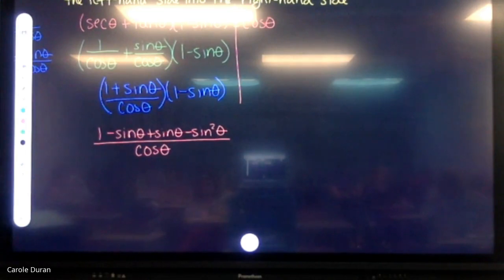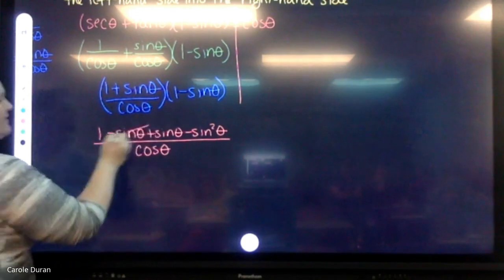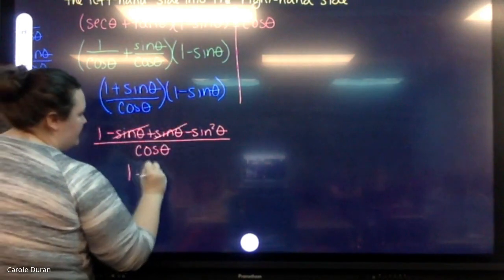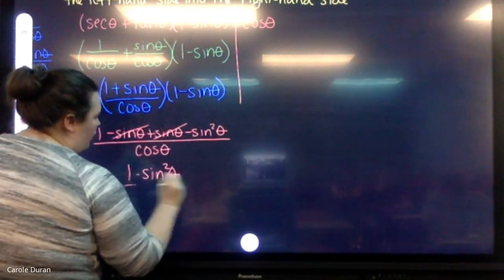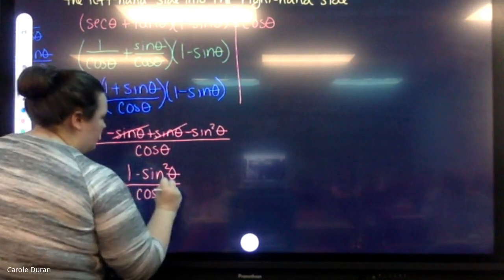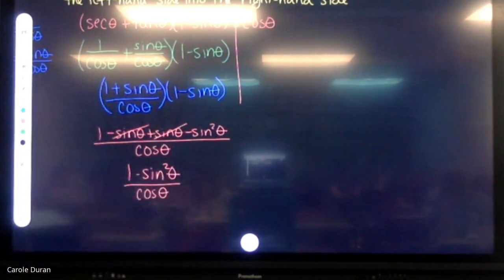What can I do from here? Combine like terms. So my sines cancel, and I'm left with 1 minus sine squared theta over cosine of theta. Now I'm kind of stuck again.